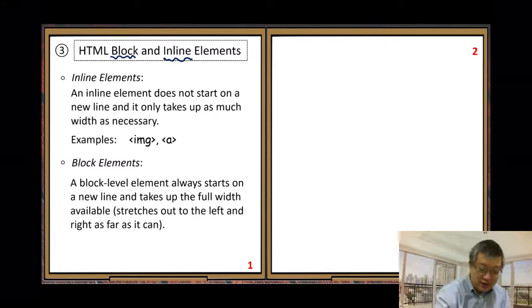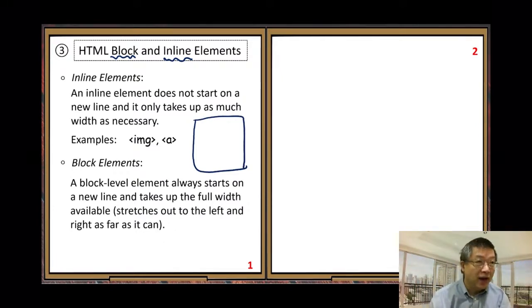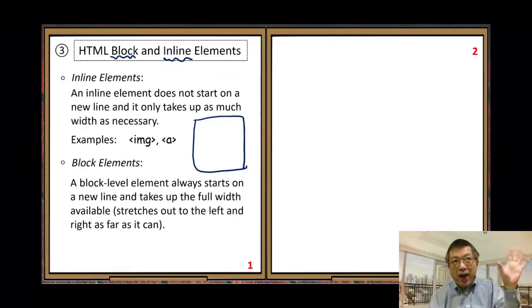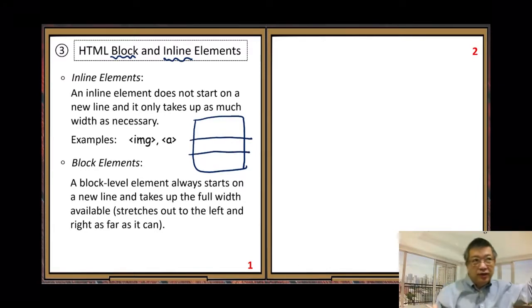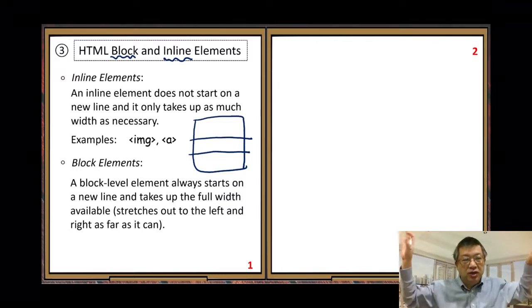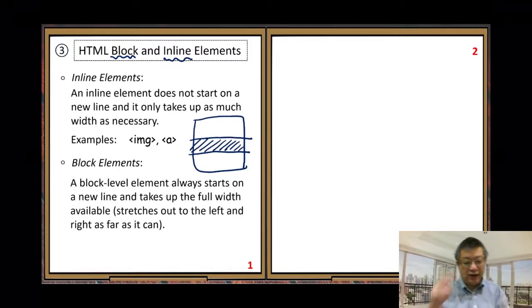Here, let me draw a simple diagram to explain this. All right, the block. We need to define a block, right? So a block in a page, we define in this way. Stretch the leftmost point, rightmost point, you touch the border. So this is a block. Okay, we define it like that. That's the block.